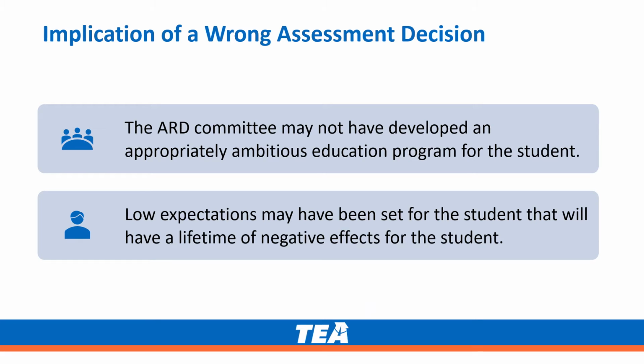How does a wrong assessment decision affect the likelihood that students will be able to function independently as adults? If a student is erroneously placed on an alternate assessment, the ARD committee may not have developed an appropriately ambitious education program for that student. Students are entitled to the most rigorous academic experience possible in order to prepare them for life after high school. If students are placed on a high-stakes assessment that does not assess at the highest level possible, low expectations may have been set for the student that will have a lifetime of negative effects for that student.